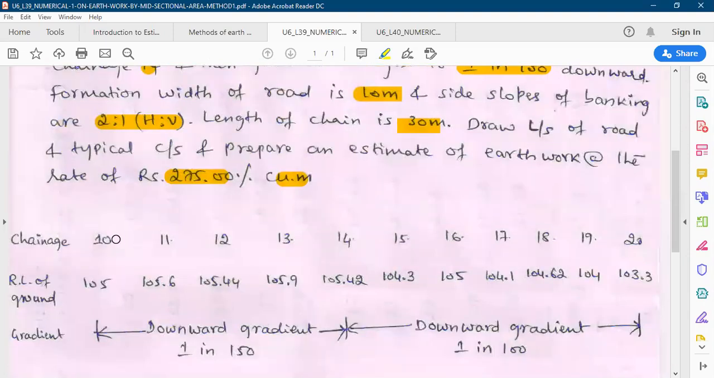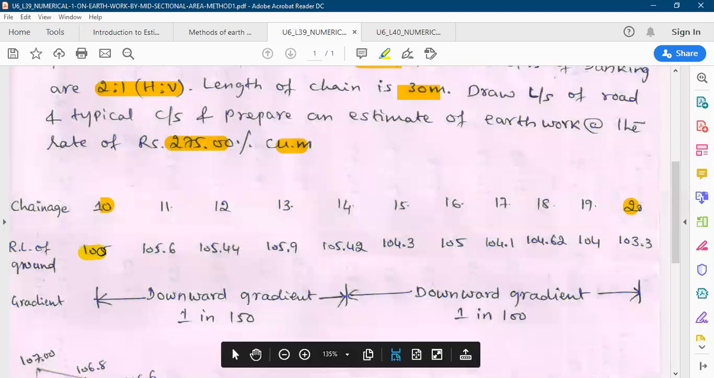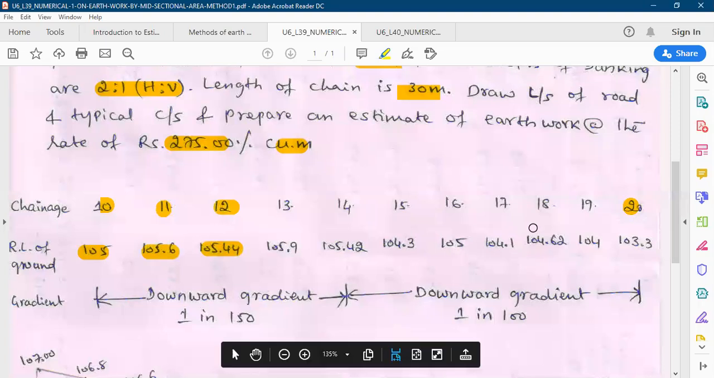That means the first chainage is 10 and the last chainage is 20. Within this stretch they are asking us to calculate the earthwork volume required to be filled or to be cut. For that purpose they have given the RL of points on the ground. At the 10th chainage, RL of ground is 105. At the 11th chainage, RL of ground is 105. At the 12th chainage, RL of ground is 105.44. Like this, at different chainages up to the 20th chainage, they have given the RLs.